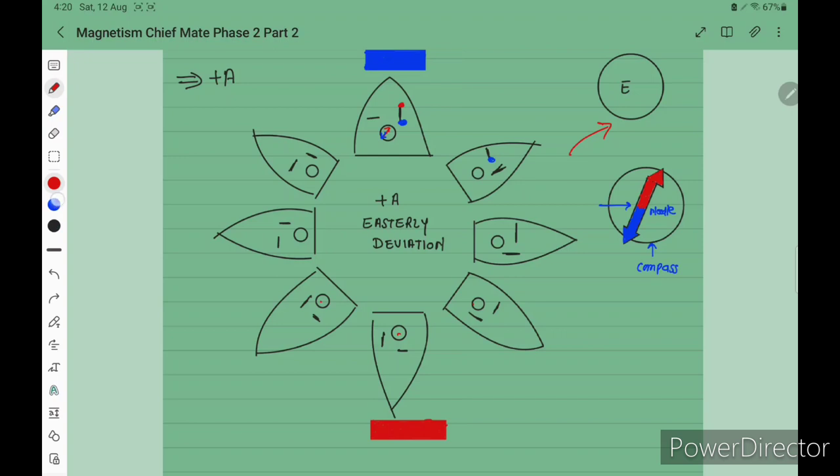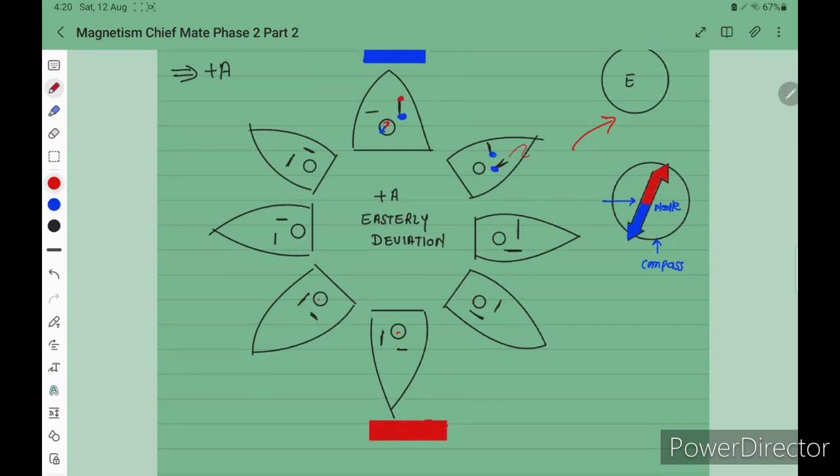In the easterly heading, it will not acquire on this side, but acquire only on this. This was already discussed in the part 1 video. In the southeasterly heading, it will acquire on both, entering blue, leaving red. Here it will not acquire, but acquire here only, entering blue, leaving red. Here it will acquire blue and blue, leaving red. In the westerly heading, acquire blue, leaving red. Northwesterly, blue.